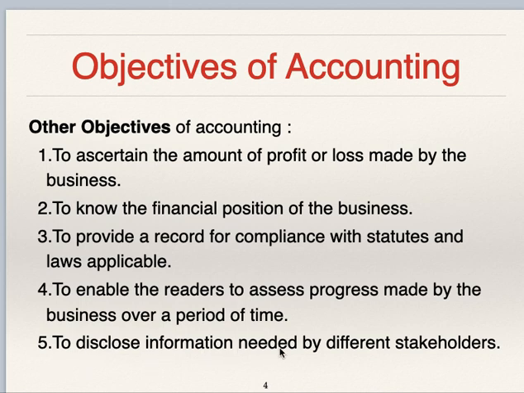To disclose information needed by different stakeholders. This has come under other objectives, but we have seen this under the main objective on the previous page. So whatever information these various stakeholders need, this information is disclosed by financial statements, profit and loss account and balance sheet. Disclose this information because economic decisions of stakeholders are based on financial statements.